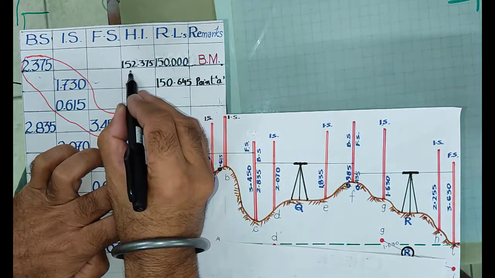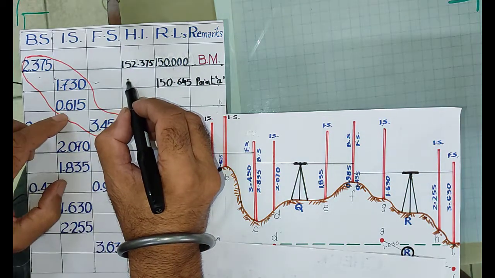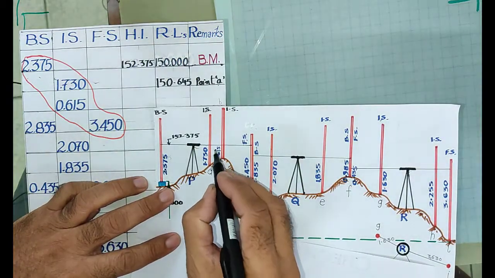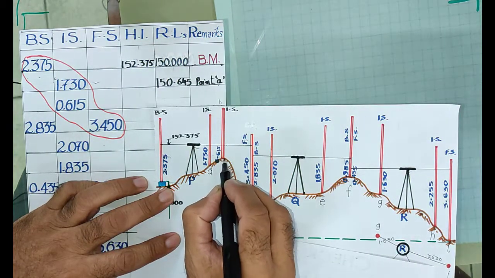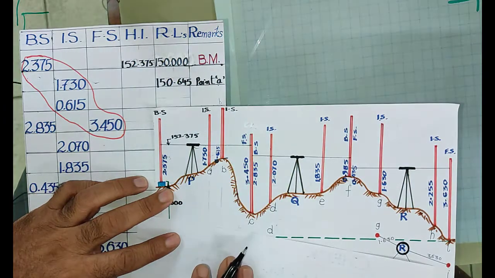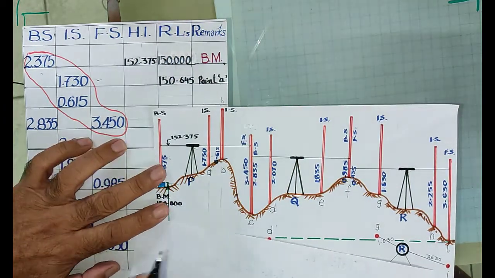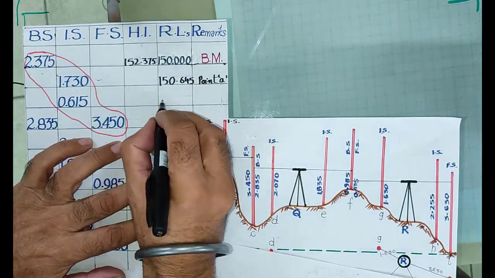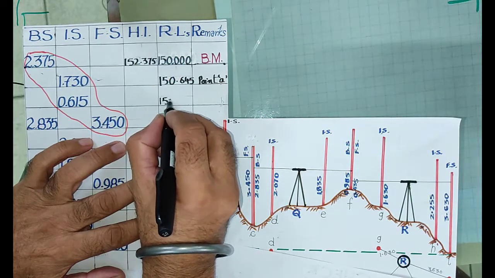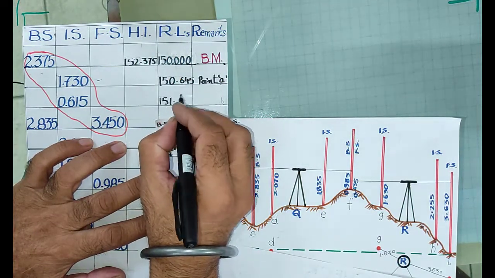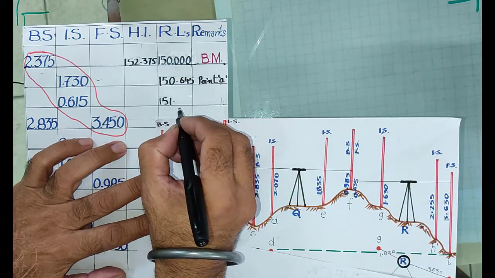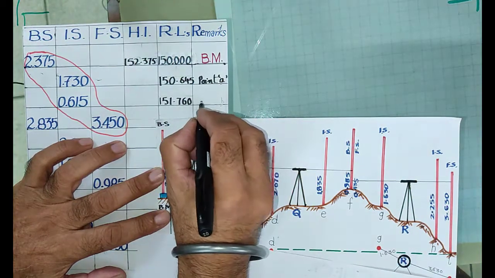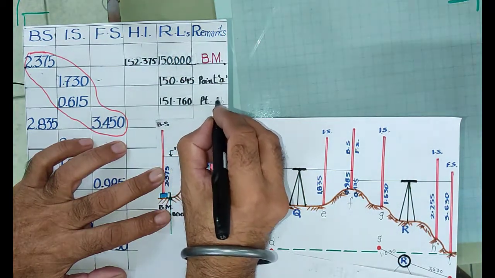Similarly, this is the height of instrument. From this you deduct 0.615. This is the point over here, this is the point B. From this height you deduct this, so you will get the RL of this point. Okay, this comes to be 151.760. This is your point B.